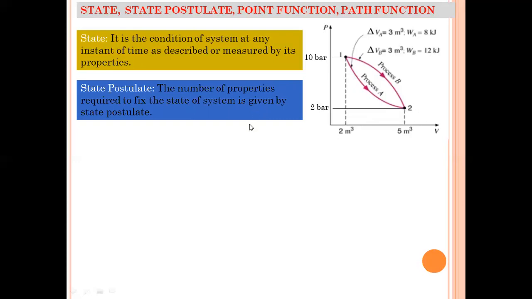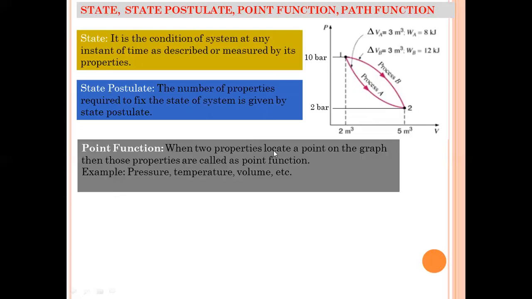Then what exactly are the point function and path function? When two properties locate a point on a graph, then those properties are called a point function. Here the point is located on the PV diagram at point 1, and this one point can be described with the help of two properties, right? Pressure P is equal to 10 bar and volume V is equal to 2 meter cube, right? When two properties locate a point on a graph, then those properties are called the point function, right?